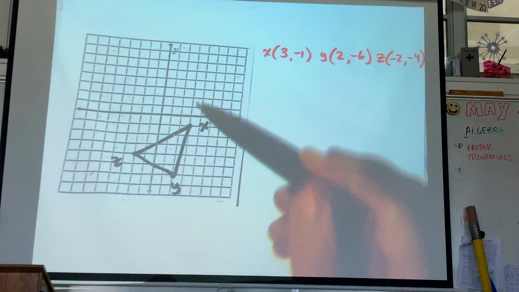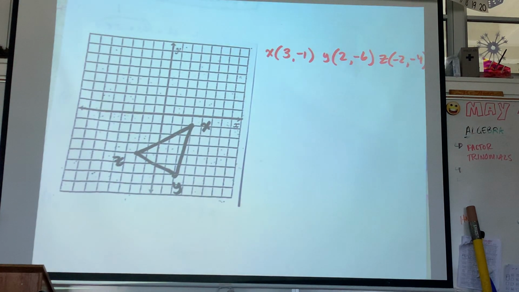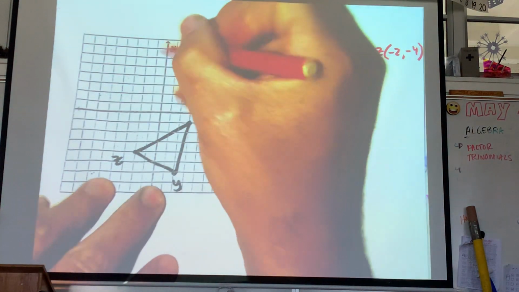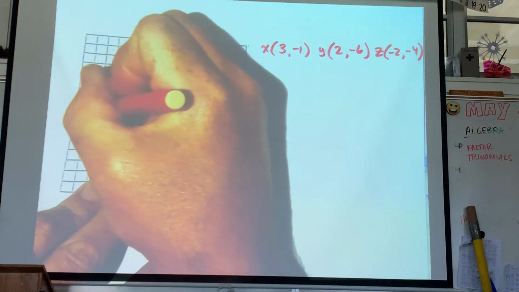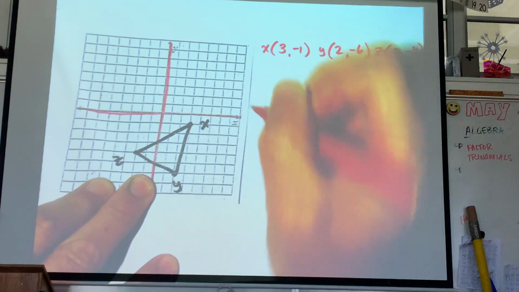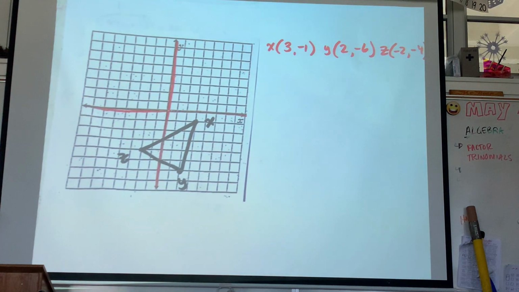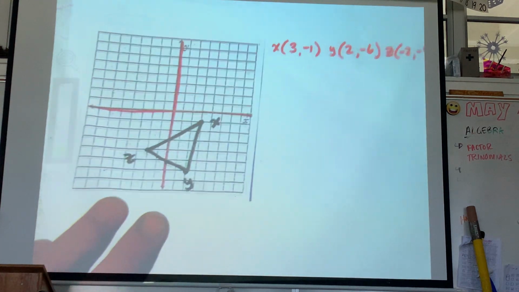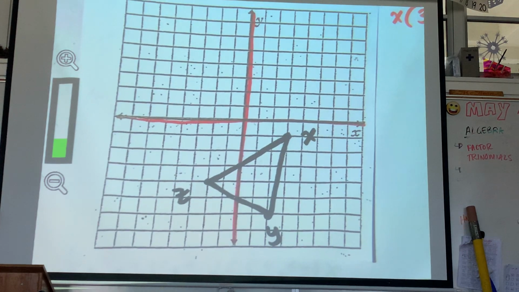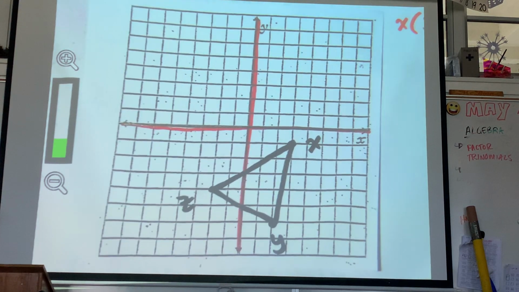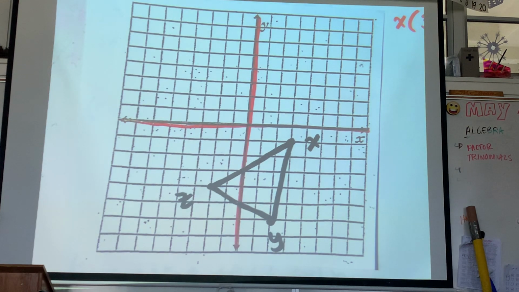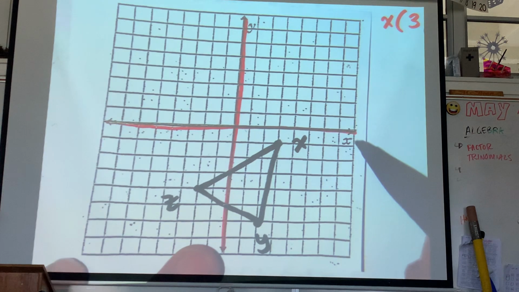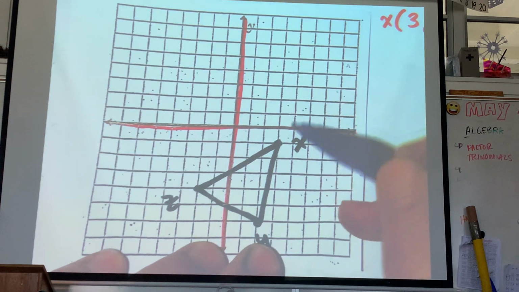And now this is actually crossing over the axis. I think I'm going to highlight this Y-axis and the X-axis in red so you can see it. Okay. So there's my original image right there. I just graphed the figure. That's step 1. Step 2, I'm going to reflect it through the X-axis. Well, here's the X-axis.